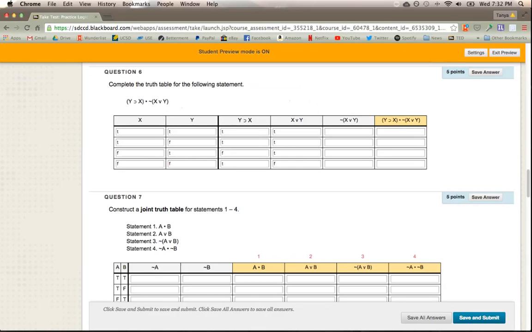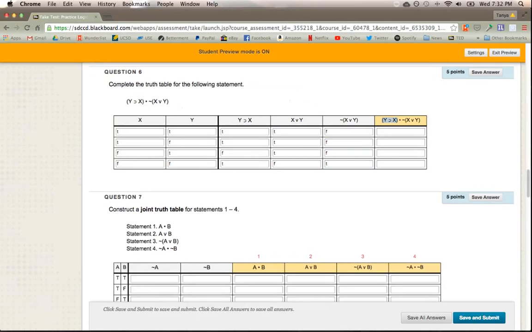Now this column is the negation of this column, right? It's the negation of X or Y. So for each row, we'll switch the truth value. So where X or Y is T, not X or Y is false. T, F, T, F, F, T.